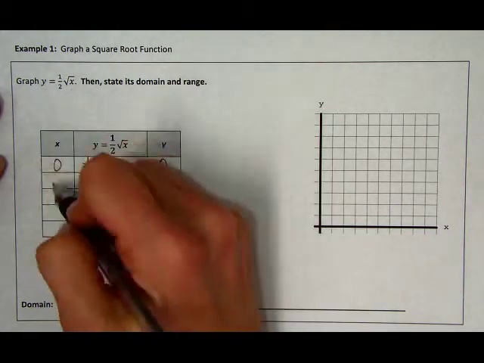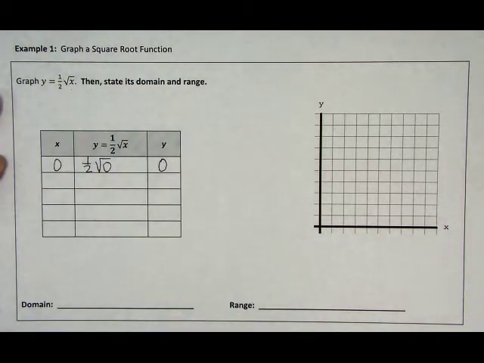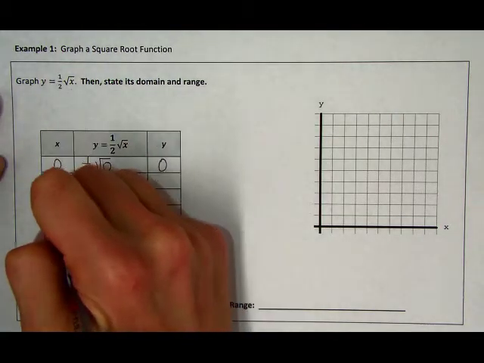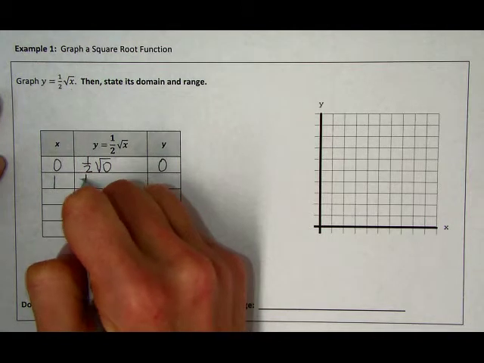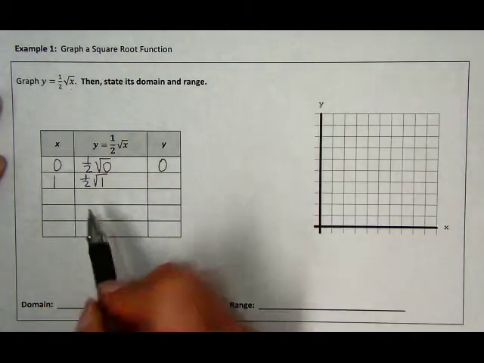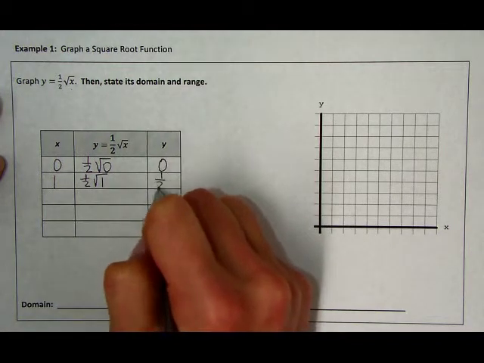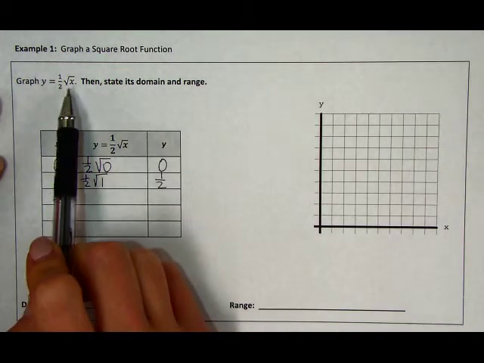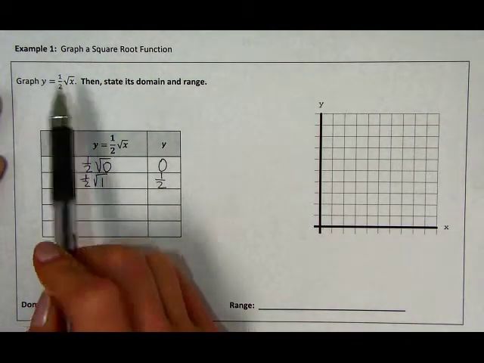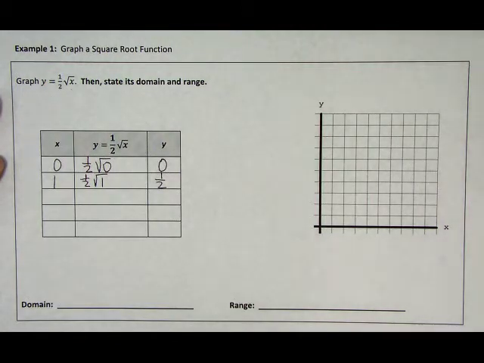If we then move upwards, we want to pick a nice number that works with a square root. So 1 works really well, because the square root of 1 is just 1, and 1 times 1/2 gives us 1/2. Now we can put 2 in there, but the square root of 2 is not a nice number. So let's pick the next number, maybe a perfect square, so that when we plug it in, we get a nice number back out.